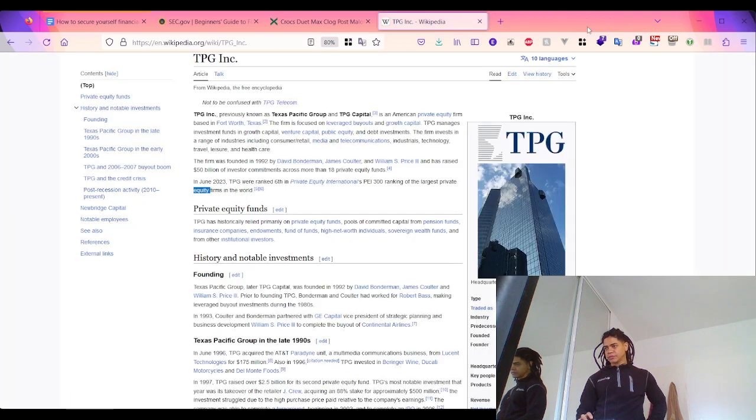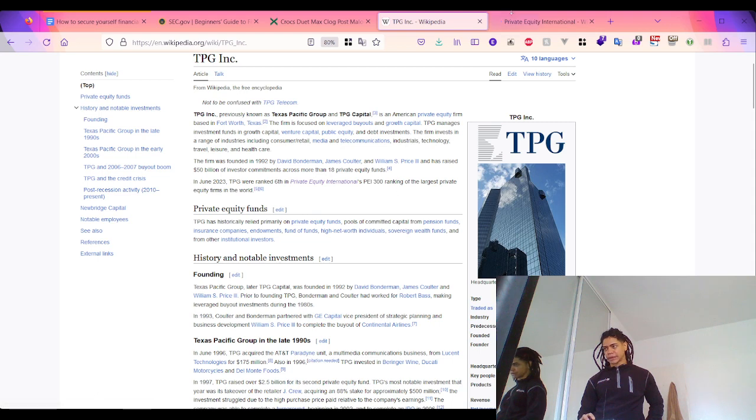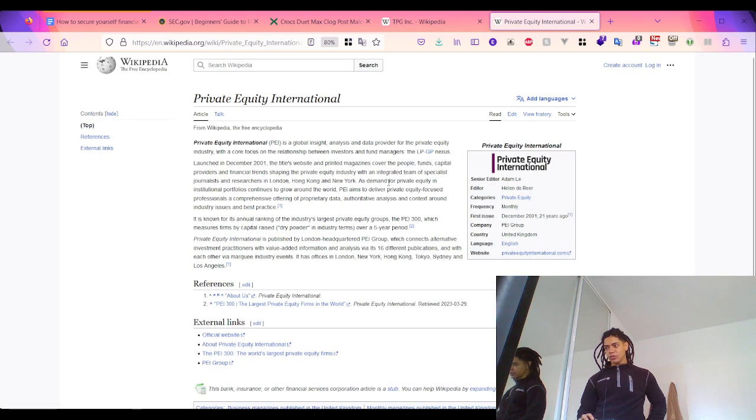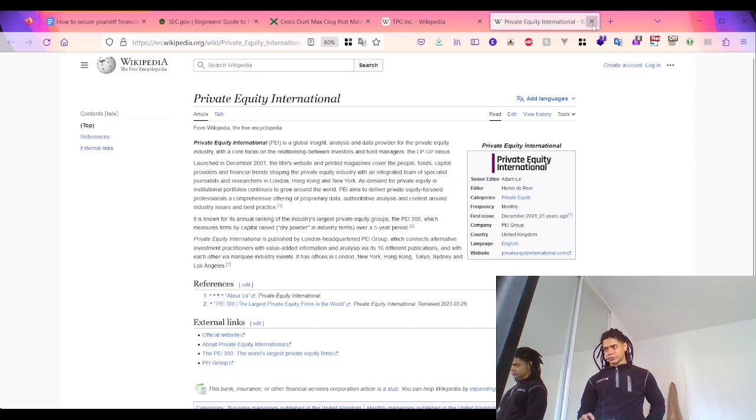So in other words, this TPG, this private equity firm, was ranked in June 2023 sixth in Private Equity International. Private Equity International is a global insight, analysis and data provider for the private equity industry, with a core focus on the relationship between investors and fund managers. Interesting.